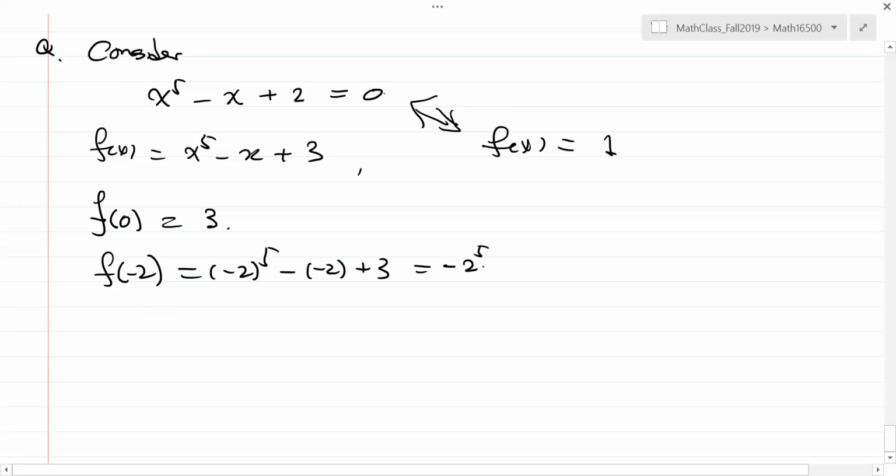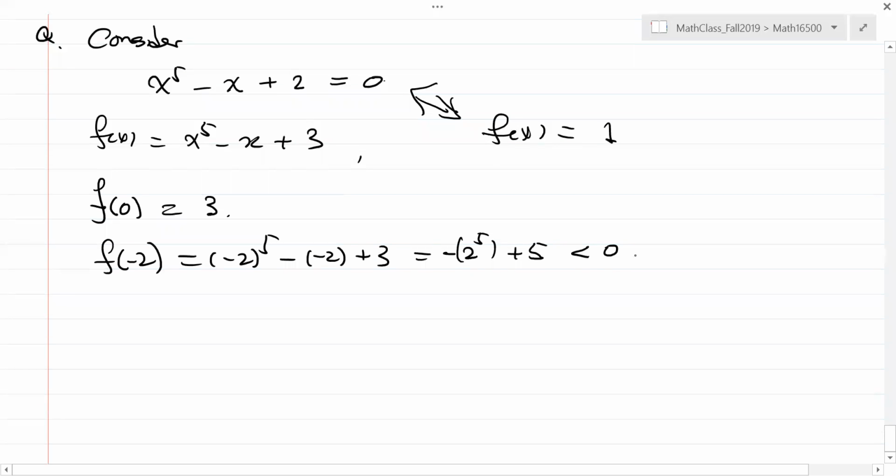Well, it's a very large number, right? Plus 5. It's clearly negative, right? Because 2 to the 5th is 32. So 32 is negative. All right, so it's less than 1. And clearly 1 is between f of -2 and f of 0, right?